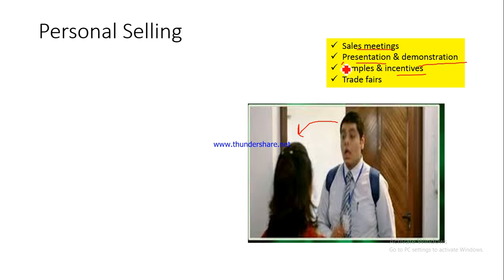Now samples and incentives: if somebody asks you what we mean by samples and incentives, which element of the communication mix they correspond to, they actually correspond to sales promotion. But in personal selling, we are making use of these sales promotion tools.